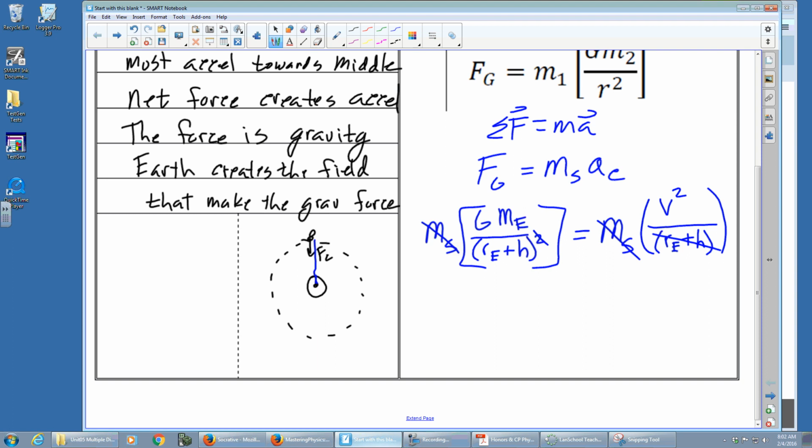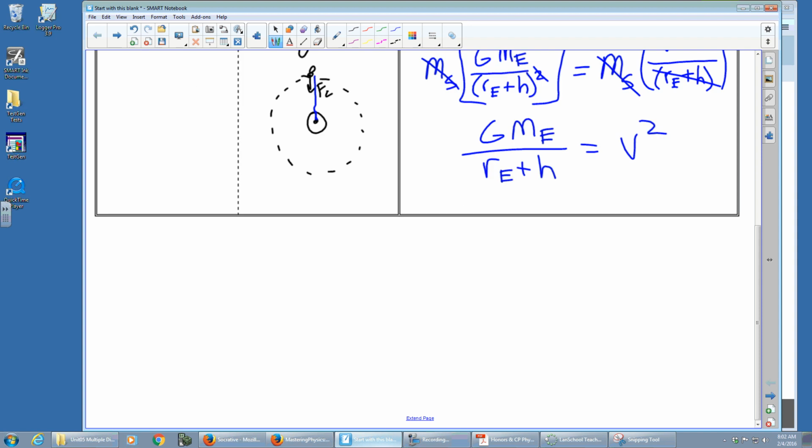And so now, simplification-wise, I'm down to big G, mass of the Earth, over r, the radius of the Earth, plus the altitude, equals v squared. Remember, I'm looking for the speed. And so, I could take the square root of both sides, couldn't I? That's convenient. So then I'd have the square root.